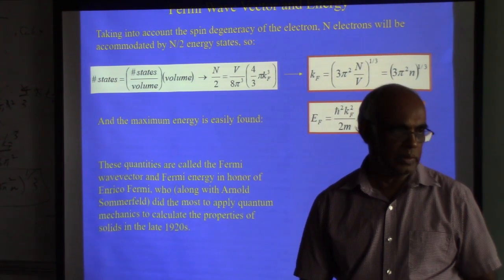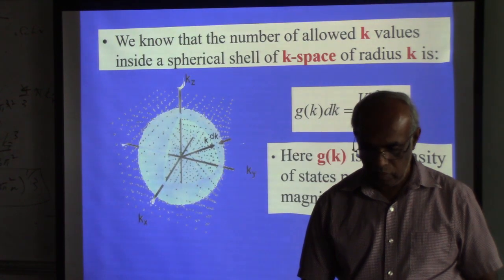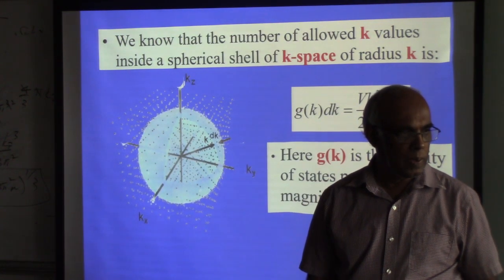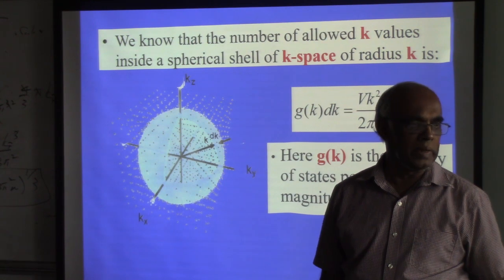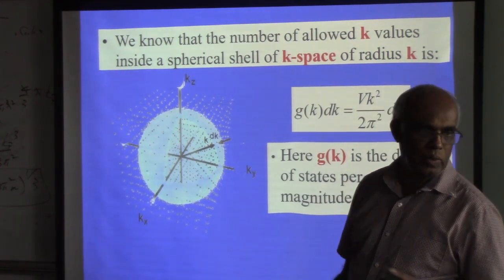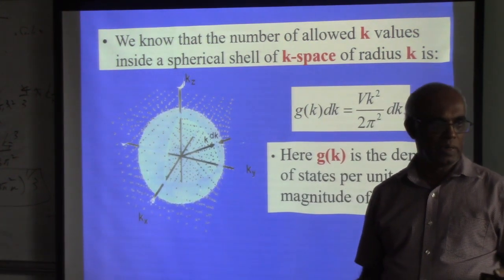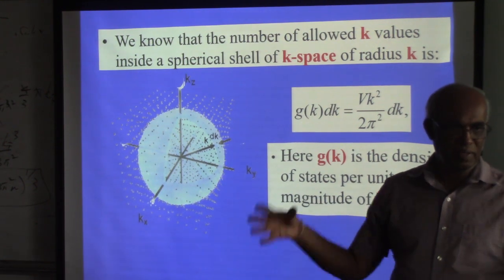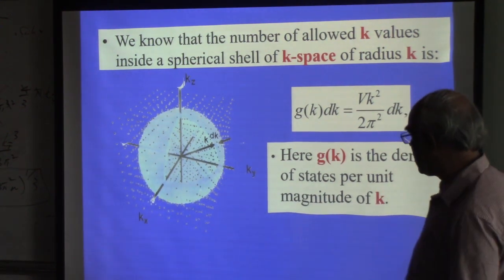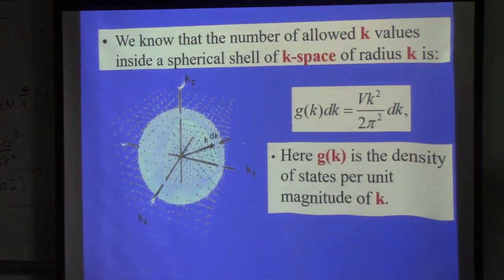There's nothing like this for bosons. For bosons there's no limit, you can have any number of them. That's why Bose-Einstein condensation happens, right? At the ground state, all the particles are occupying that one. But that cannot happen for fermions.